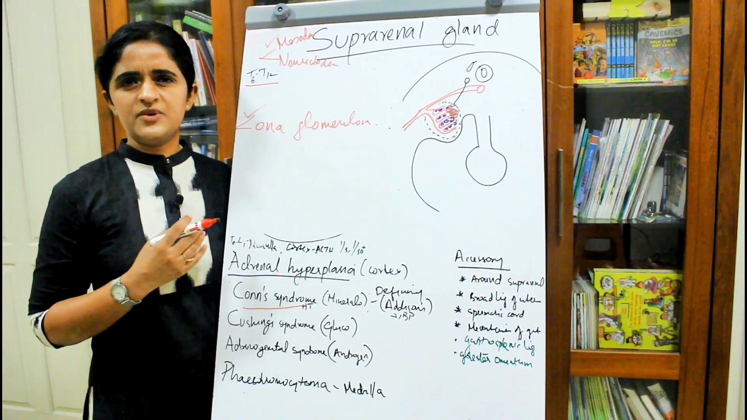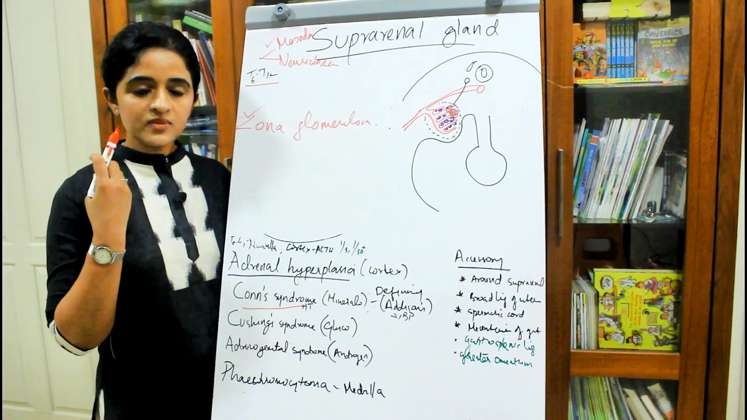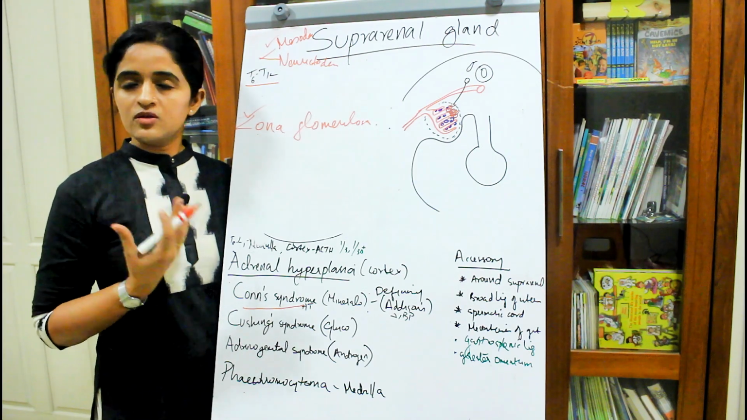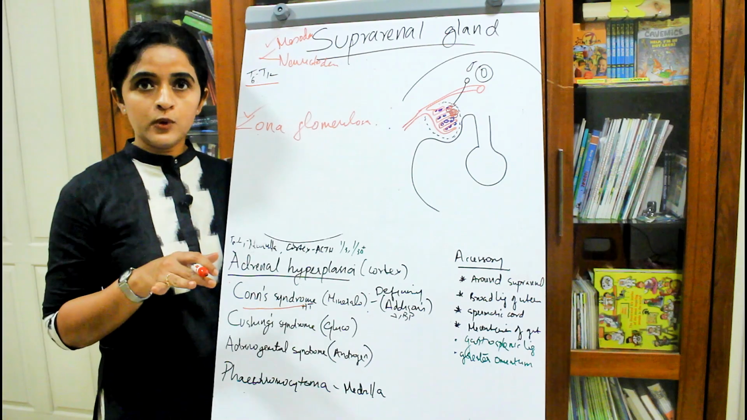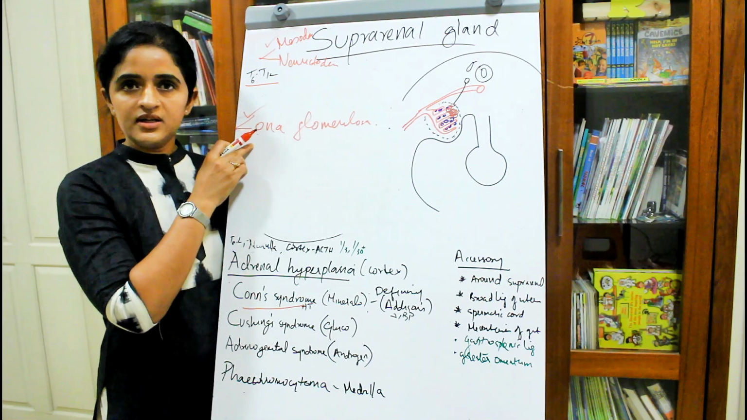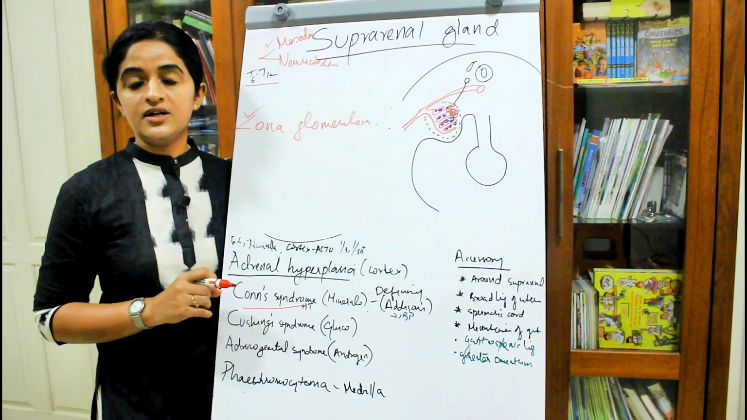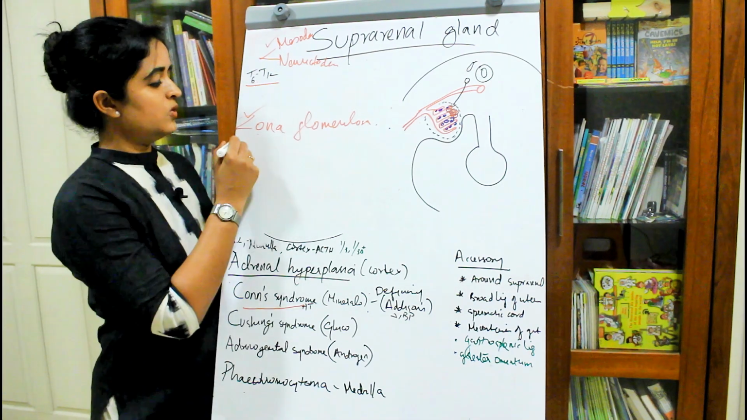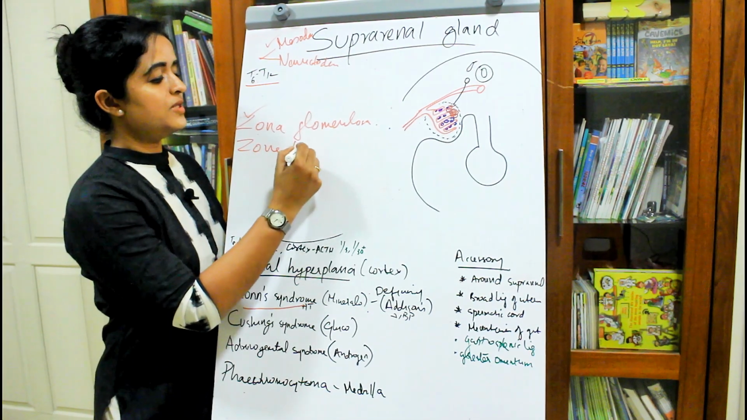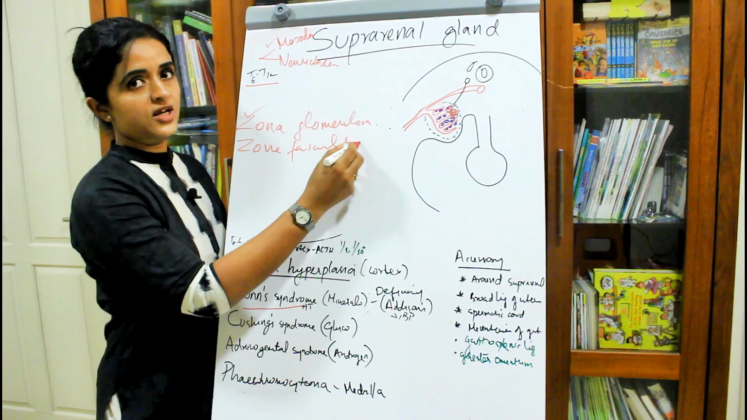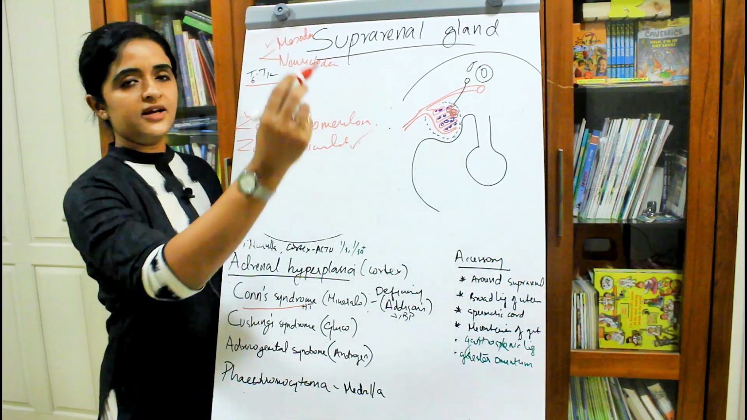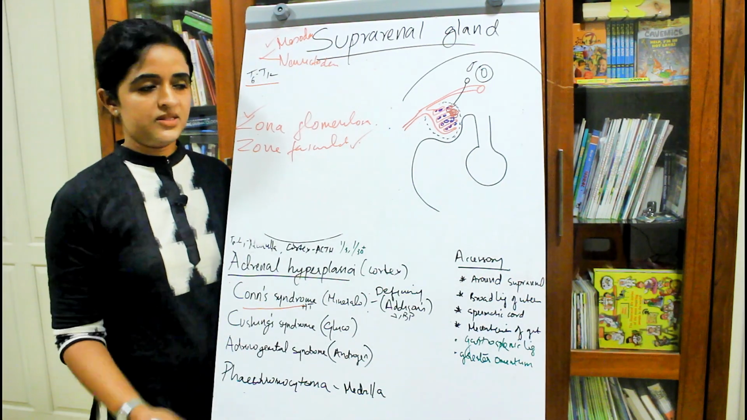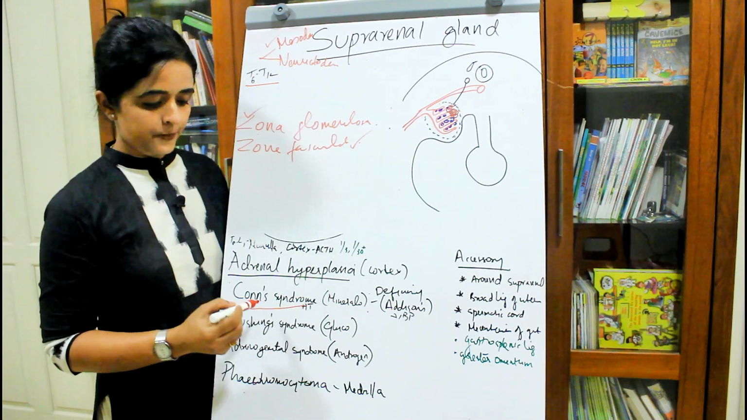Usually the patient will present with pigmentation, hypotension and muscular weakness. Excess will result in hypertension, whereas deficiency will result in hypotension. Now the next layer is the zona fasciculata. What happens if this layer has hyperplasia, adrenal hyperplasia occurring in this layer?